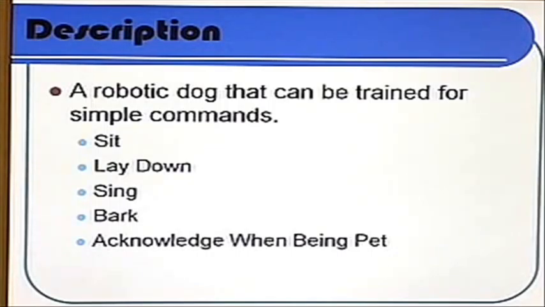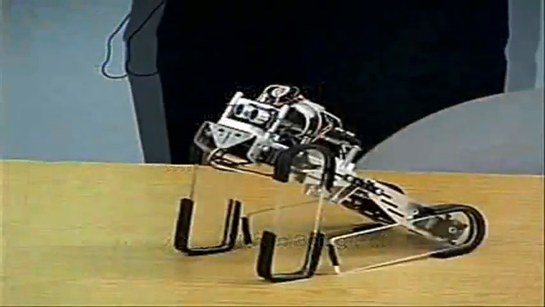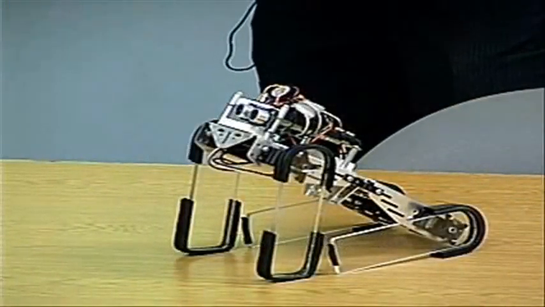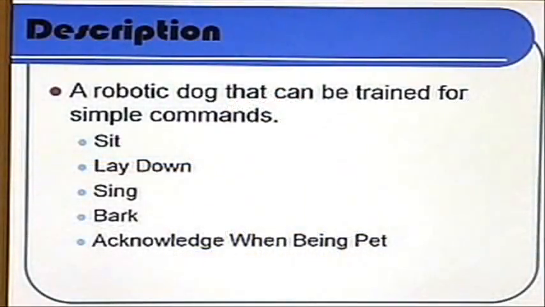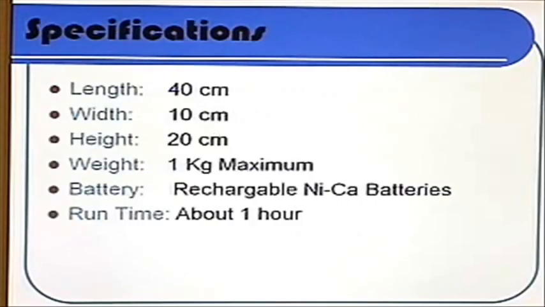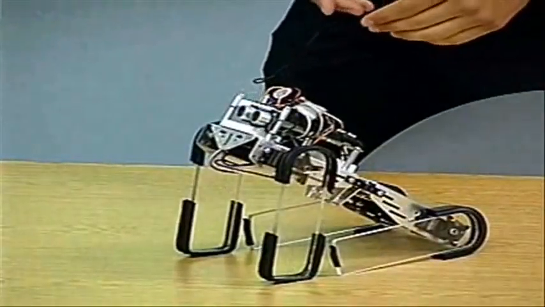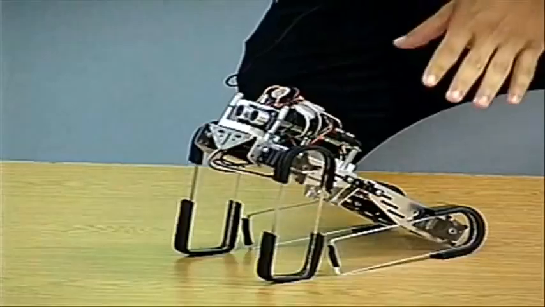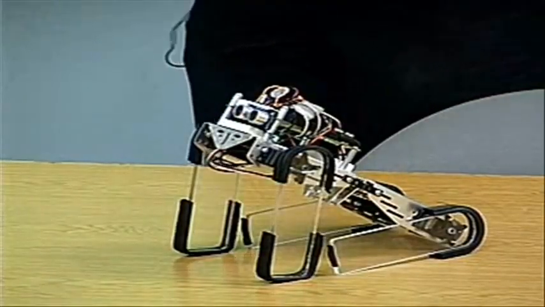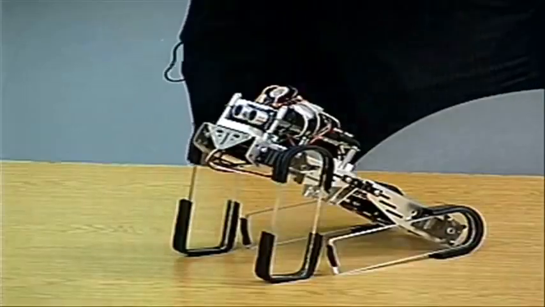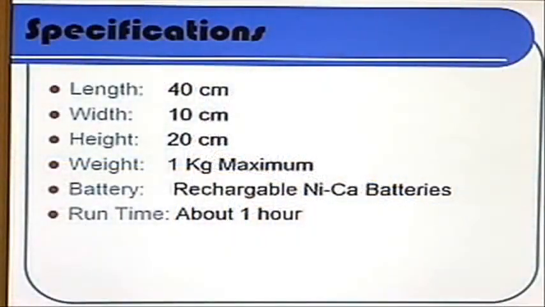The description of our design: our robot IDog will be able to lay down, sing different types of songs to interact with the user, bark, and acknowledge when being pet. The specifications of our platform are 40 centimeters by 10 by 20 centimeters. The servos and the platform can hold a maximum weight of 1 kilogram. The batteries are regular rechargeable batteries, and the runtime is probably around an hour.